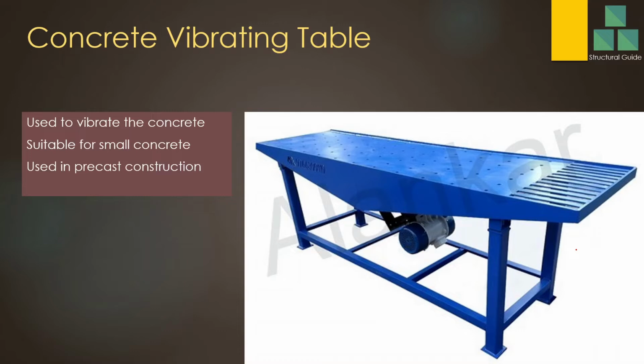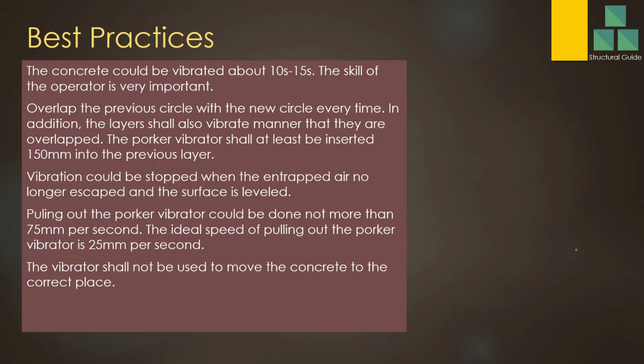Concrete vibrating table. This table is shaking, so this can also be used to vibrate or compact the concrete. The ultimate goal of vibrating concrete is to get adequate compaction of the concrete, and also to get the other benefits that we discussed previously. This is mostly used in the precast construction industry.